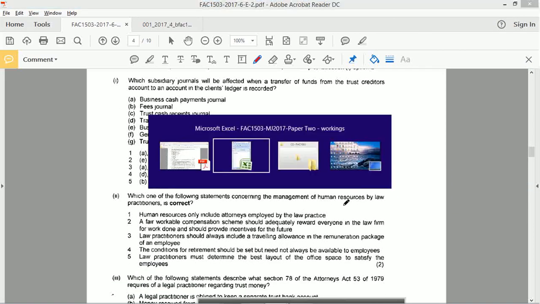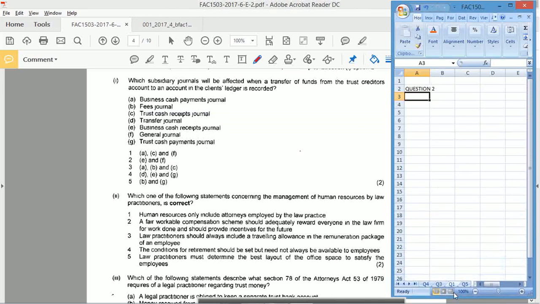Right, so question 1. You decide which answer is correct. Which subsidiary journals will be affected when a transfer of funds from the trust creditor's account to an account in the client's ledger is recorded? So you're transferring the client's money from the trust creditors to the account in the client's ledger, so their ledger account. What would you use?